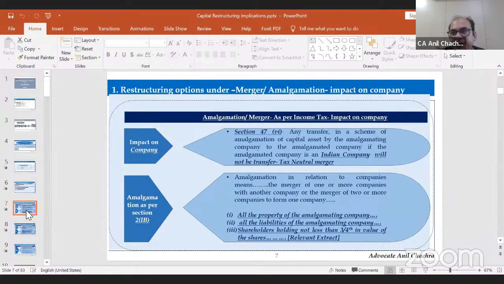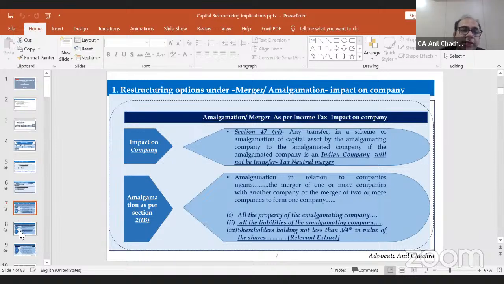So when all the conditions are prescribed and fulfilled, we can say that we have fulfilled the definition of amalgamation as per the Income Tax Act. As and when my amalgamation is as per the Income Tax Act, Section 47 says that any transfer in a scheme of amalgamation of a capital asset by the amalgamating company to the amalgamated company, provided that the transferee or the amalgamated company is an Indian company, will not be treated as a transfer. So it will be called a tax neutral merger, as simple as that.